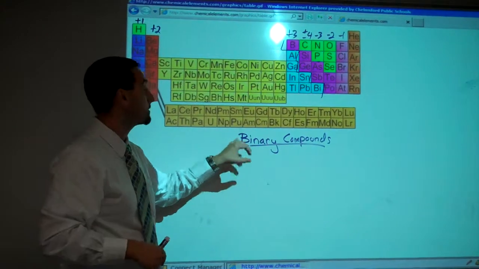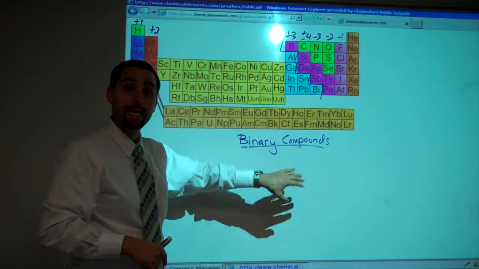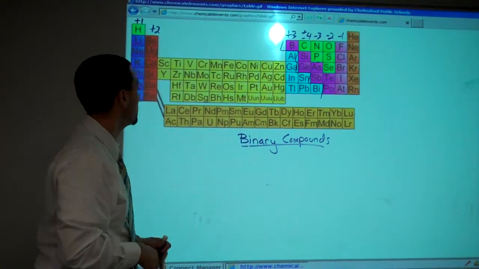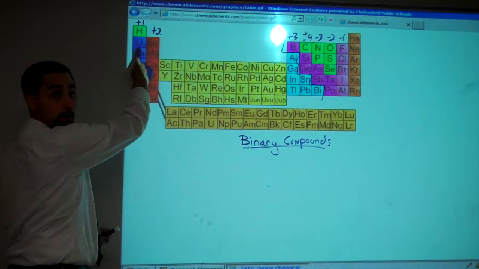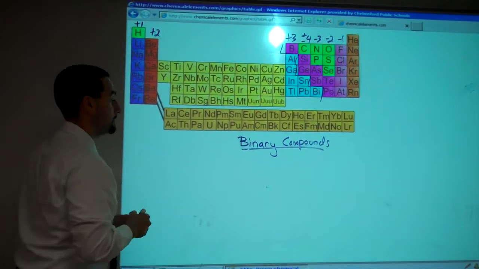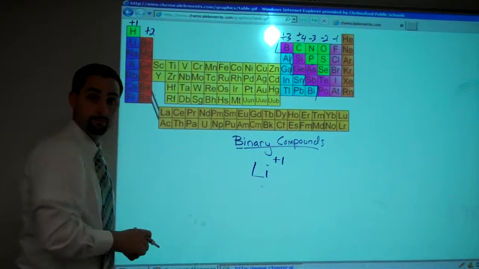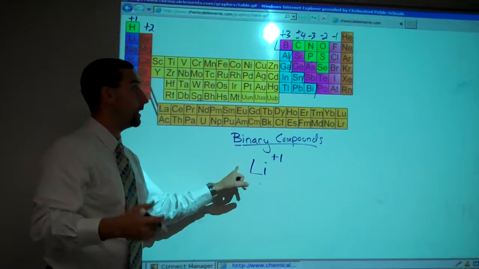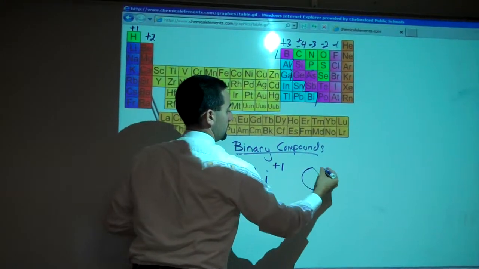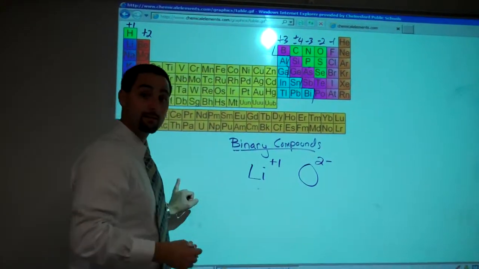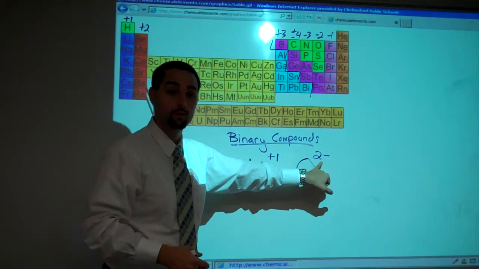The first rule is the cation is always named first, and second comes the anion's name. For example, if we look at hydrogen's group, if we look at lithium, all lithium atoms form a +1 charge. And if a lithium ion bonds with an oxygen ion, in this case the name oxygen changes to oxide, which has a 2 negative charge.